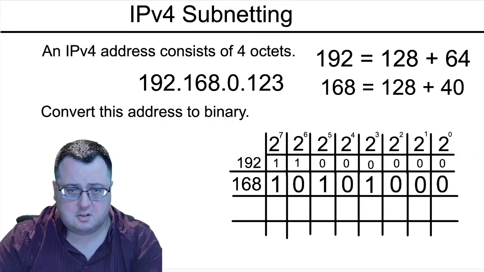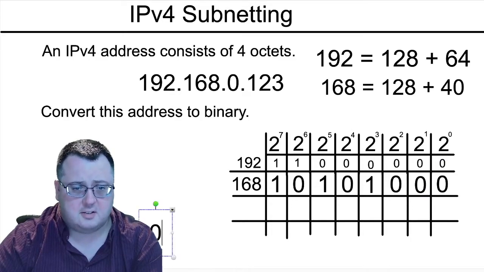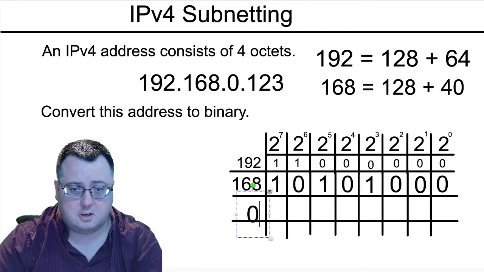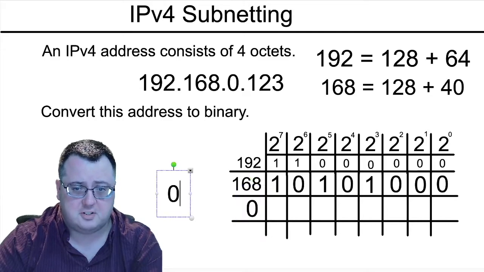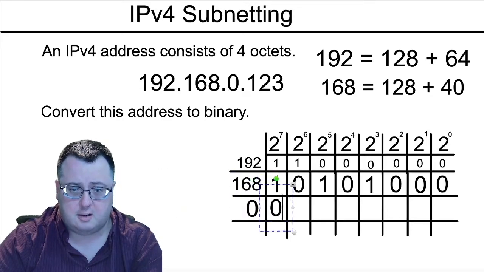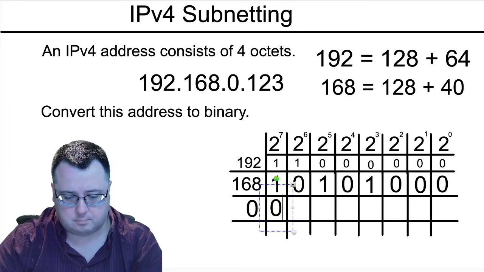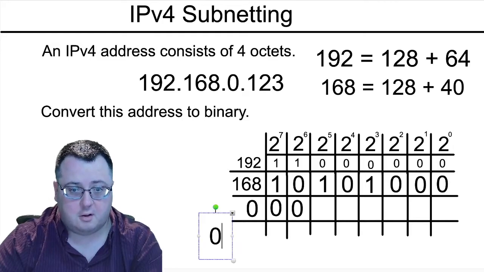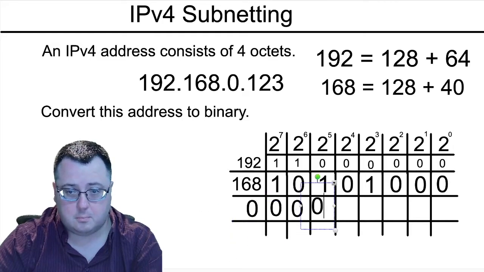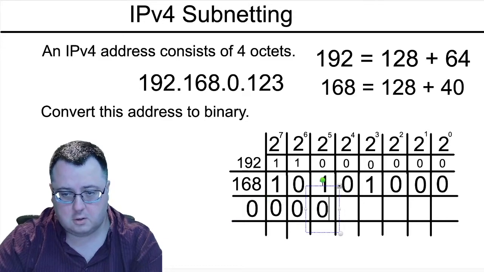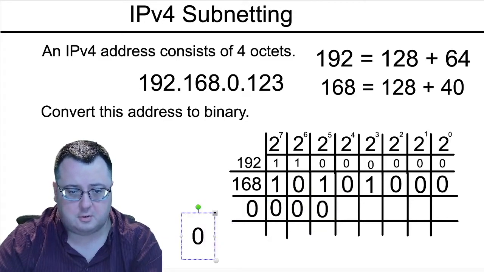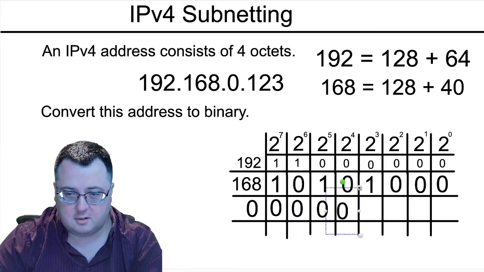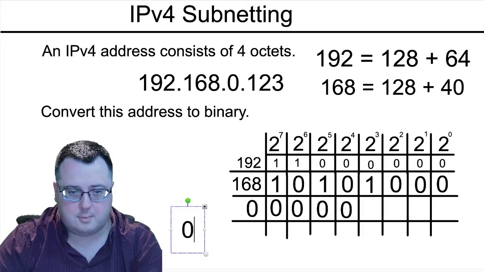Right, so 0 is the third octet. So 0 will be uniform throughout. Every single cell in the third octet will be 0. I'm having difficulty here just typing them all in.